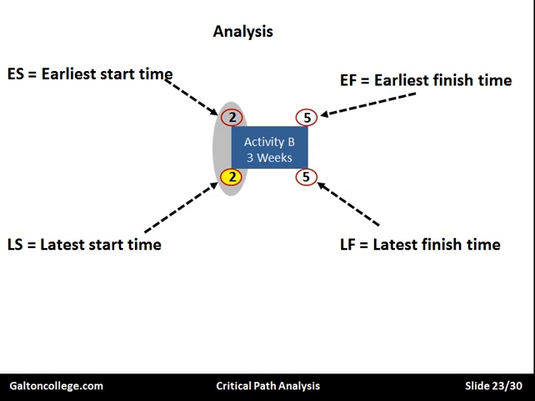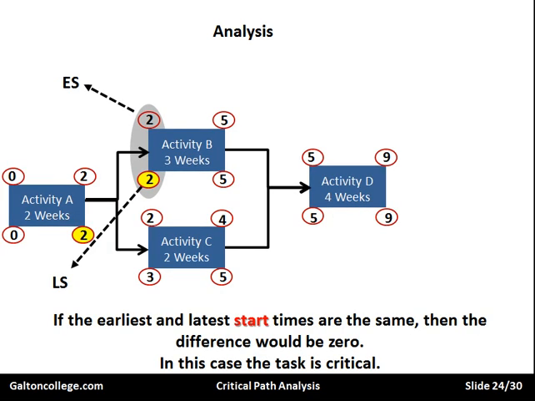There's what we've got. We've got the earliest start time here, the latest start time, earliest and the latest. The earliest finish time and the latest finish time. Now if these numbers are the same, we have no slack. So if the earliest and latest start times are the same, then the difference would be 0. This is the critical task. This task here is critical. In fact, this path is the critical path.